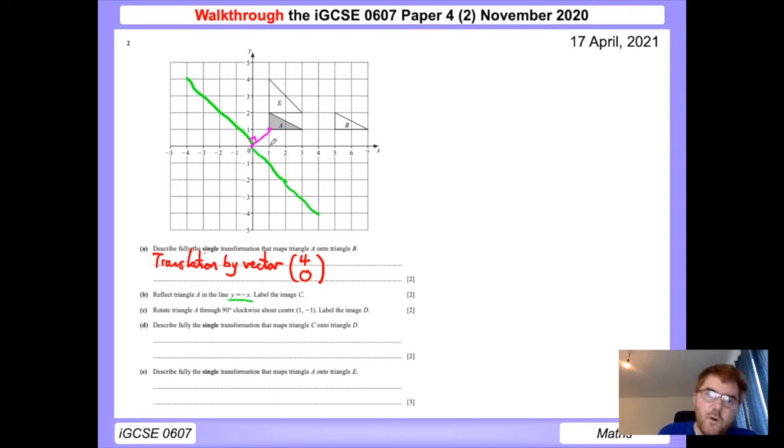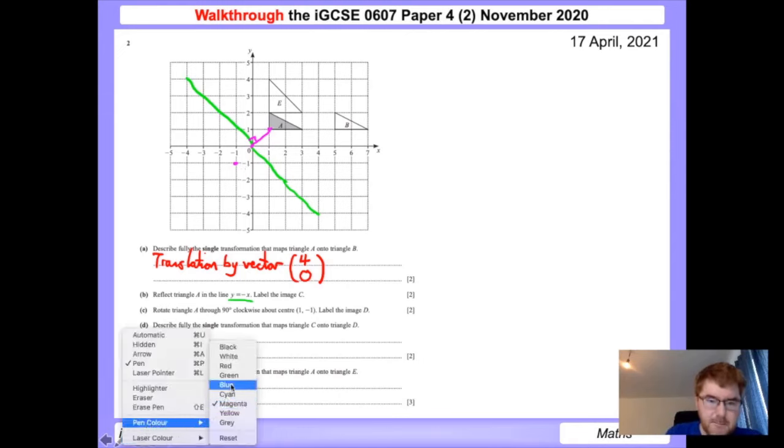So we've gone 1 to the left and 1 down, so we need to go 1 to the left and 1 down. So this purple point here, we reflect it in this line, reflects over here. Again, use tracing paper, it will make your life much, much easier. Let's take another point. So let's do this in blue.